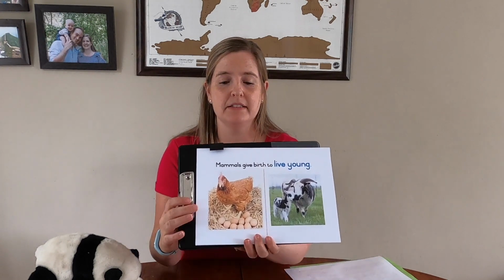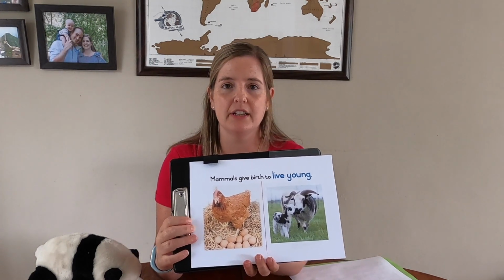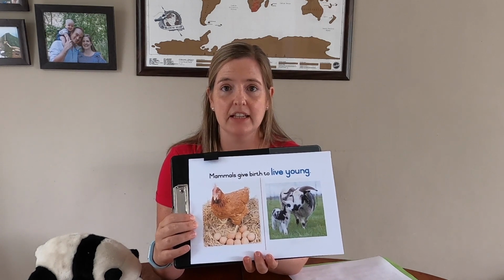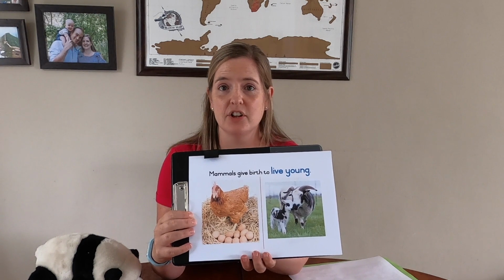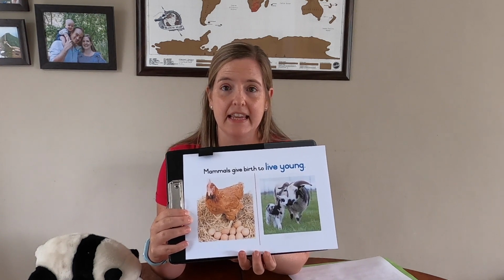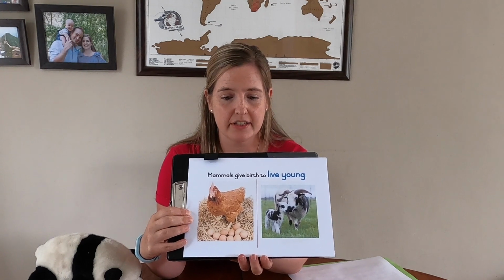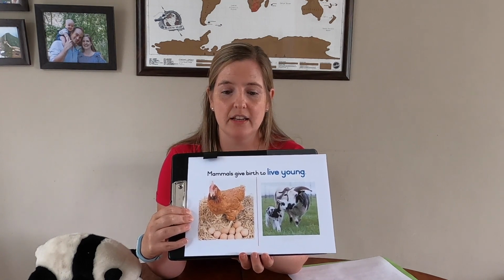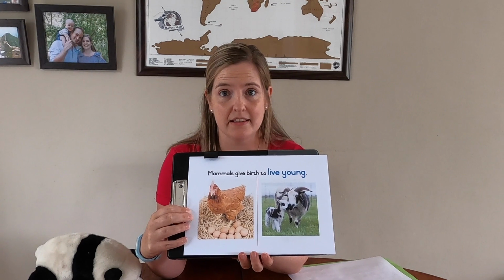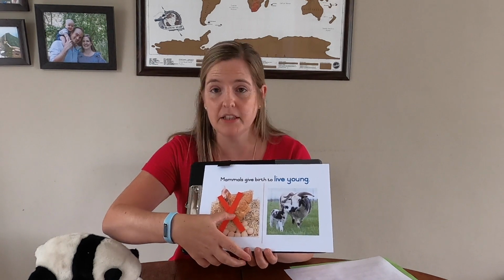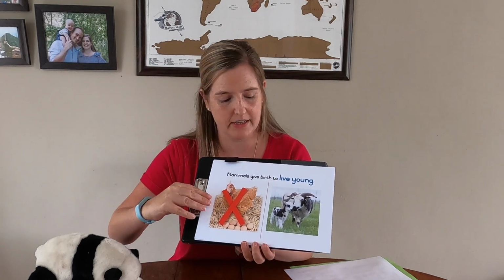Another thing about mammals is that they give birth to live young. So you can see on the one side here, the chicken lays an egg. The egg is not live young, it's still in a little egg, it's still got to hatch. But on the other side you see a little goat, and that mommy has given birth to a live goat. It's not in an egg, it's alive already. So the chicken is not a mammal, but the goat is a mammal, it gives birth to live young.